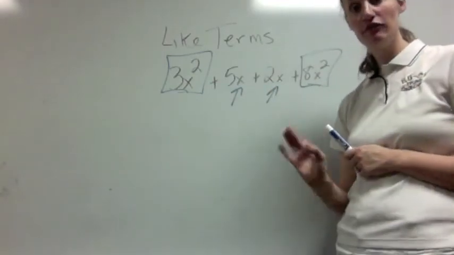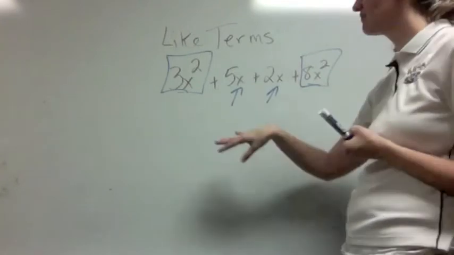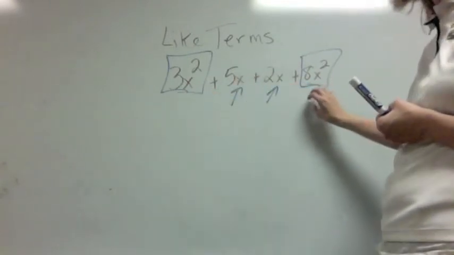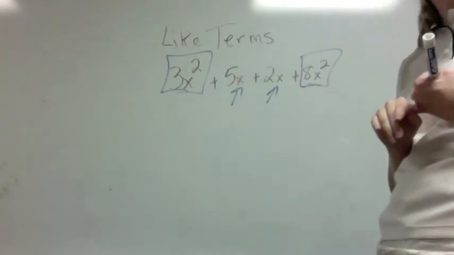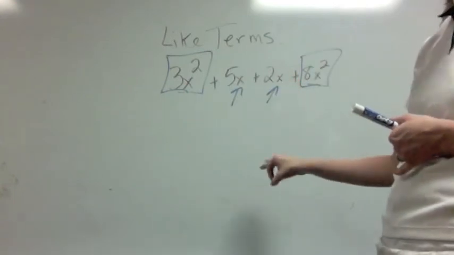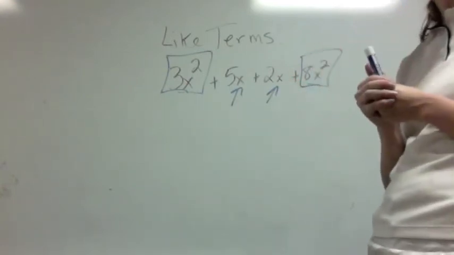So again, in review, in order to have like terms, they have to have the exact same variable part. So they need to be identical twins, not just brothers, identical twins. Or they have to both be constants.